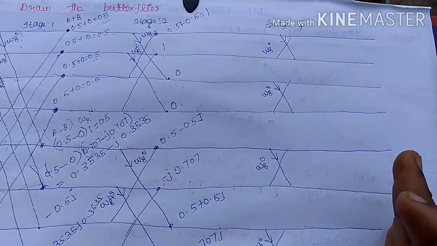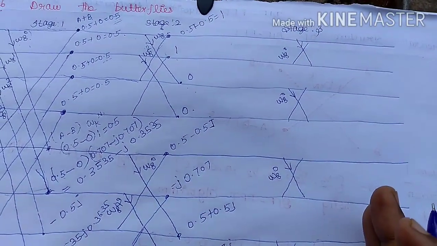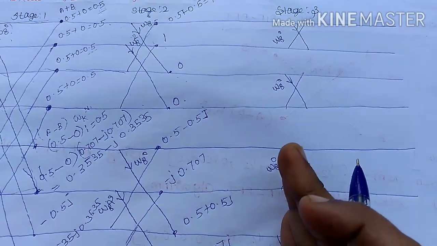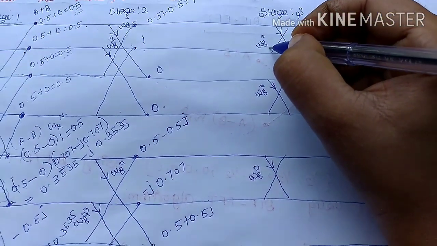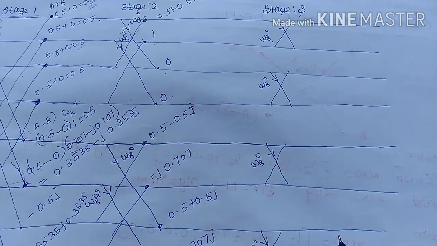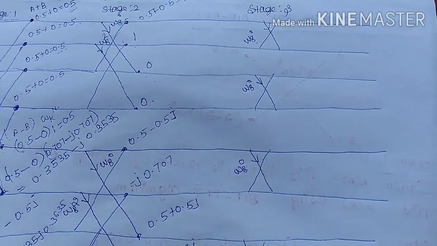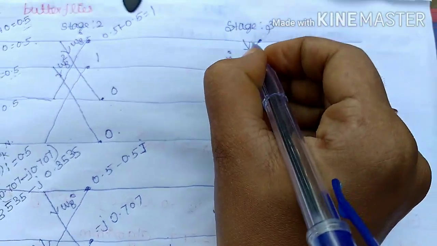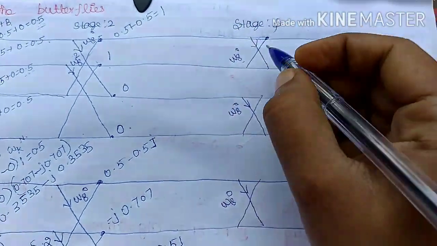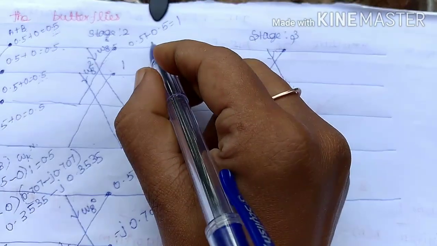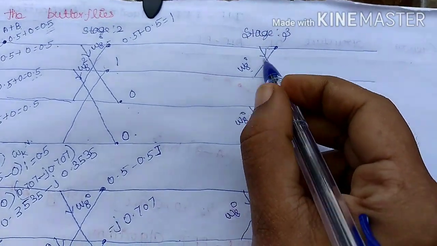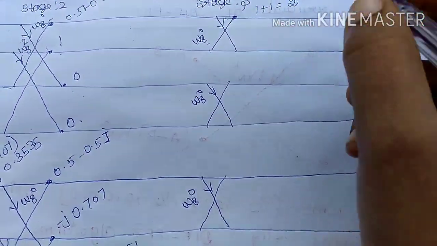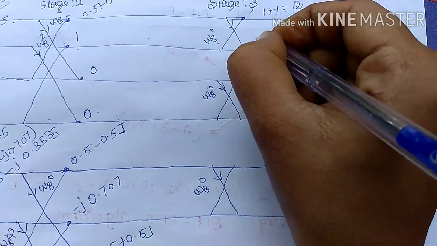Then move on to stage number 3. Here also the same procedure. The output of stage number 2 is given as the input of stage number 3. So here the Twiddle factor value is the same, W8 power 0. The value of W8 power 0 is 1. Okay, so for this point, this is a connection between this line and this line. This line contains my input 1 and this line contains my input 1. So just add 1 plus 1 equals 2. Similarly, write the below values also.